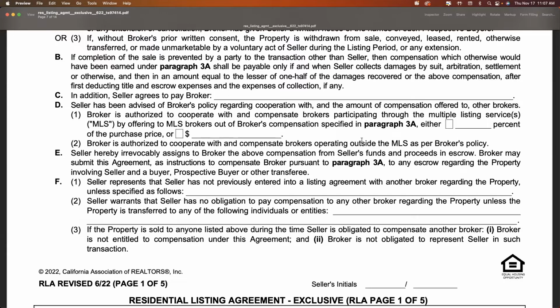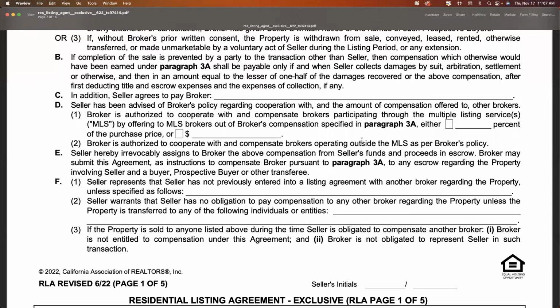So if we were to look at this as a whole, that compensation that's stated in 3A, that 6%, let's say, for an example, is what is being paid to us, the listing brokerage. And then from that 6%, I am offering out, I am the broker, listing agent and listing broker, I'm offering to cooperating brokers 3% of the purchase price, right? So 50% of that, whatever the amount is that you want to offer out. That is something that has to be shared with the seller.